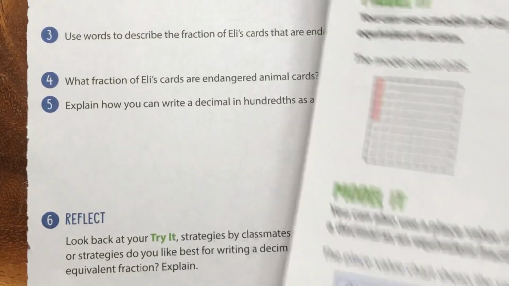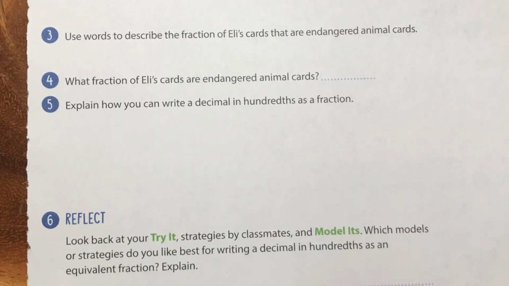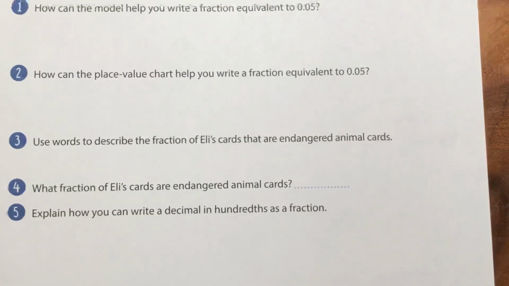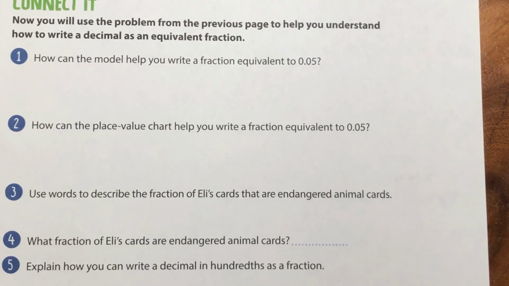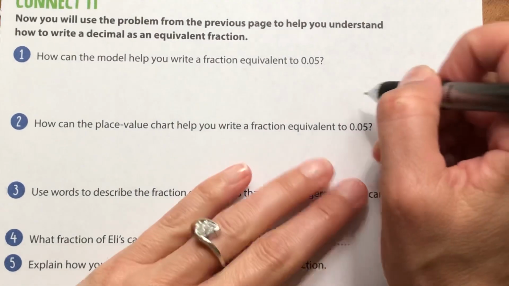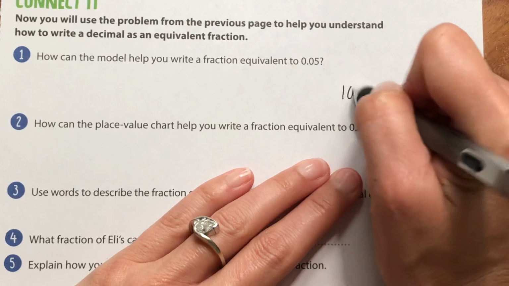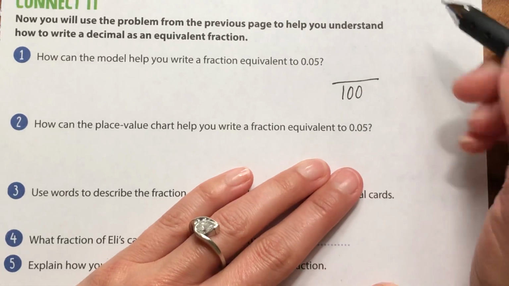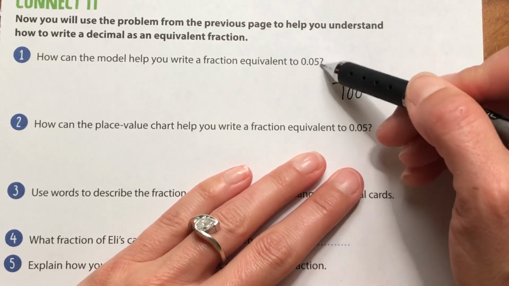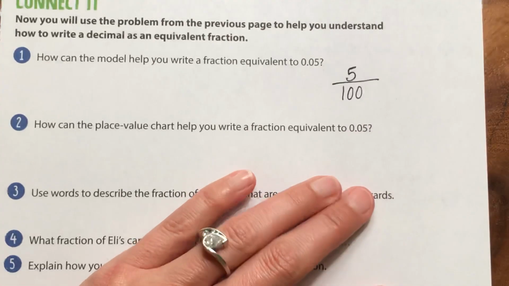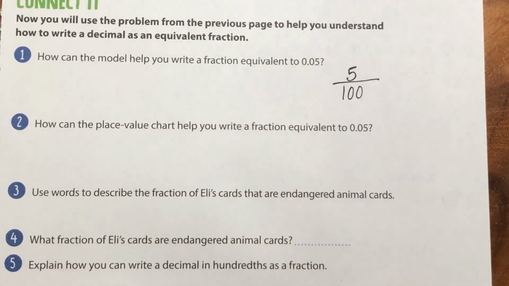And if we move on to the next page, which is going to be page 547, number 1 says, how can the model help you write a fraction equivalent to 5 hundredths? Well, you could see that if the hundredths chart has 100 spaces, we can write that as our denominator, and we only have 5 of them shaded in, right? So we would write our fraction as 5/100.